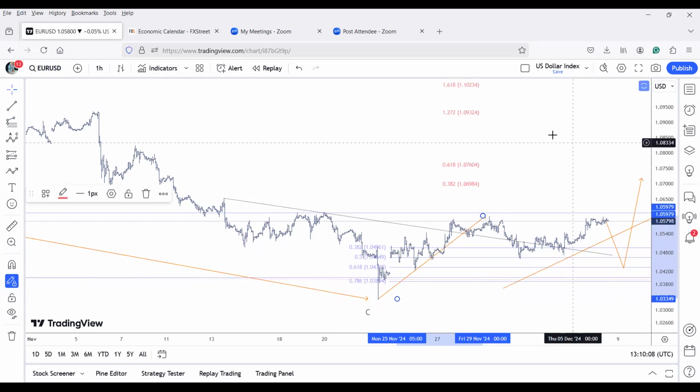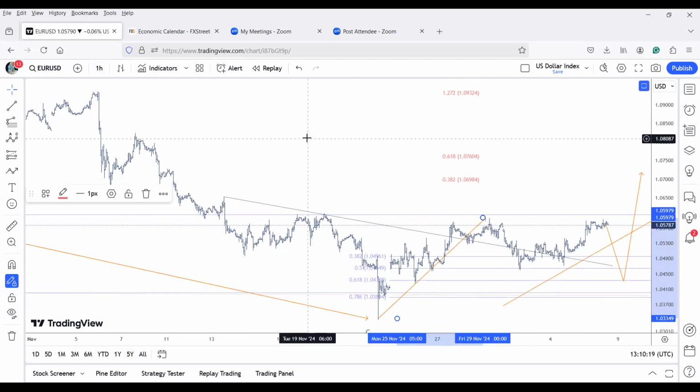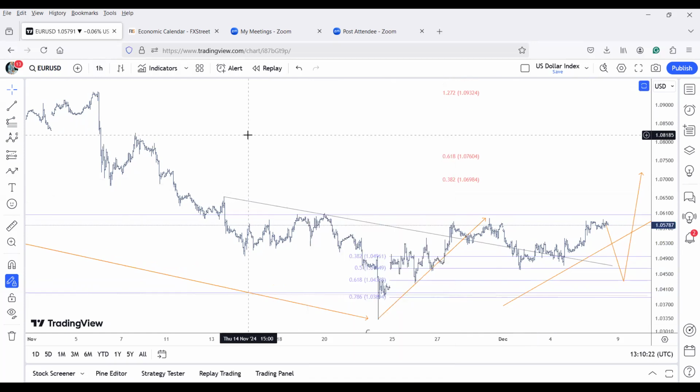All the red figures here, that is 1.102 something. All right. Okay, so that is the high probable trade setup for euro. Let's get down to the dollar index.